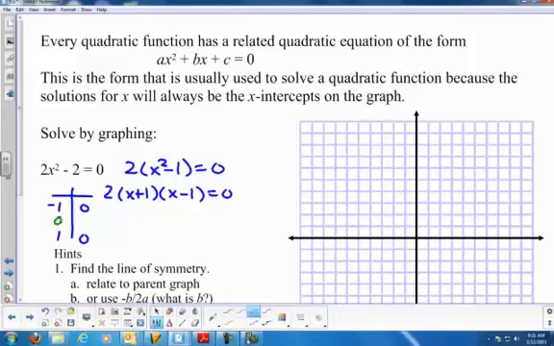If I plug 0 in, I get 2 times 0 squared minus 2 equals 0. It's not really equals 0, it's equals y when you're solving. So when I plug 0 in, I get negative 2 for my y. So these points are negative 1 giving 0, 1 giving 0, and 0 giving negative 2. So my parabolic curve is going to look something like this.